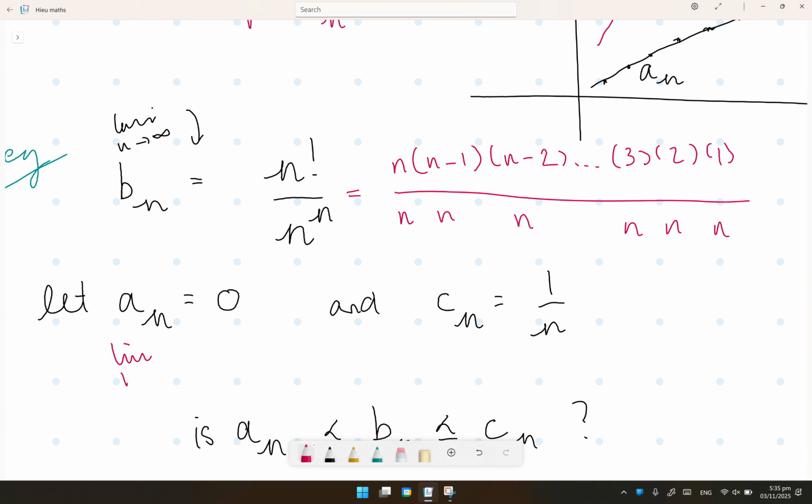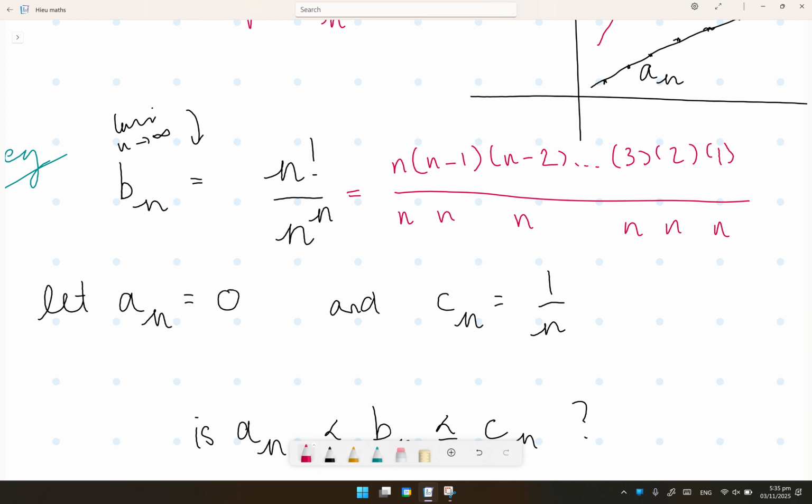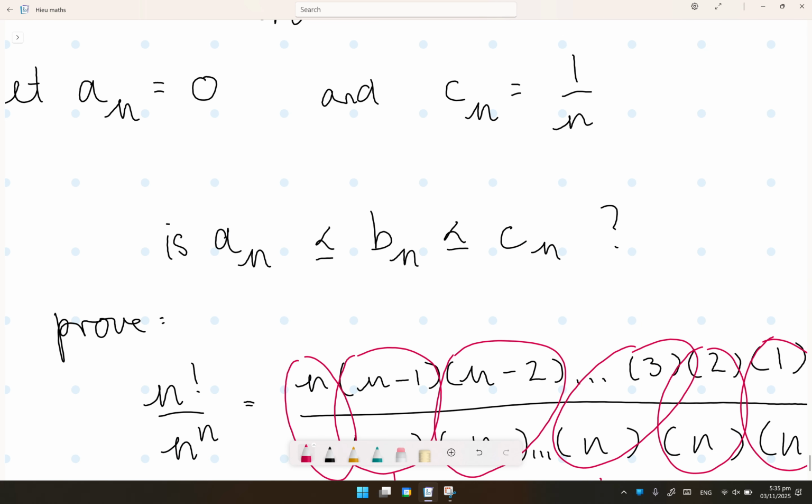The limit of n to infinity of this one is, again, just 0 because it's a constant 0. And then we choose Cn is equal to 1 over n, because the limit of n to infinity of this is also going to be equal to 0, since 1 over infinity is 0. And so now we want to check, is this condition true? Is Bn larger than An and smaller than Cn at all n's?